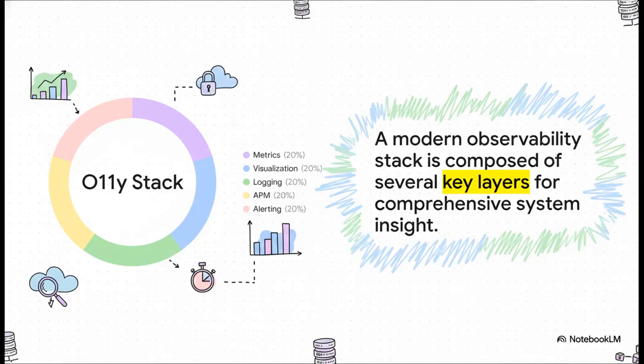When you think about a modern observability stack, it really has a few key layers. You've got metrics from tools like Prometheus, which tell you what is happening. CPU is at 80%, that kind of thing. Then you have logging from systems like ELK that tell you why it's happening by giving you the detailed story. APM tools give you a super deep look into how your app is performing. And of course, you need alerting to tell you when something's on fire.